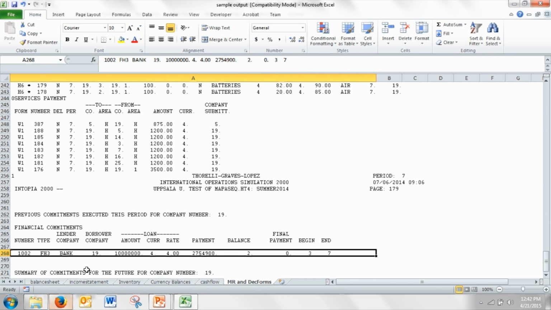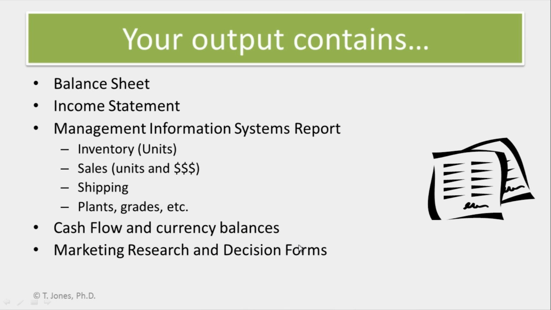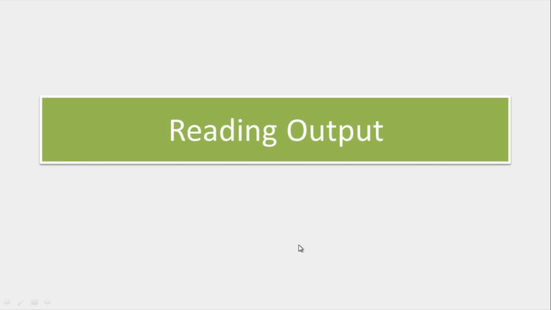In this case, it looks like this team has a loan for $100 million from the bank, or the central bank, which is going to go on up until actually ending this period in period 7. Okay, so that's what your output looks like for the Intopia simulation, and you'll get one of those each period, and it's important that you know how to read those.